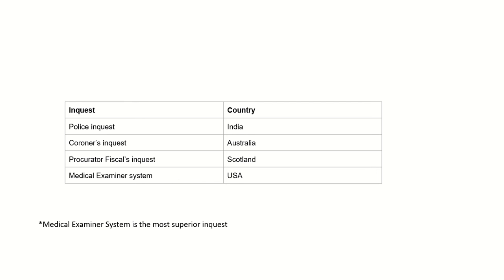The various types of inquest are police inquest, which is in India, coroner's inquest, Australia, procurator officials inquest, Scotland, medical examiner system, USA. And the medical examiner system is the most superior inquest.